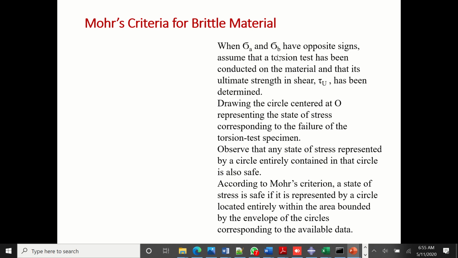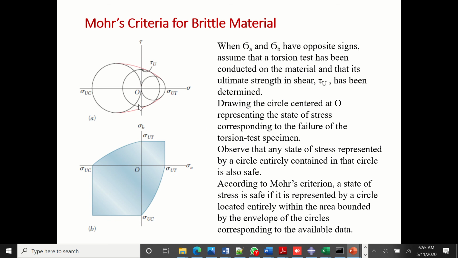What happens when sigma A and sigma B have opposite sign, just like in the torsion cases? In the torsion test, one principal stress is positive and the other is negative, and we will compare the ultimate strength in the shear. So graphically, when we draw the Mohr circle for the shear stress for the torsion cases, this is the origin of the circle, and this is the shear stress in one direction, shear stress in the other direction. In this case, we plot the circle.